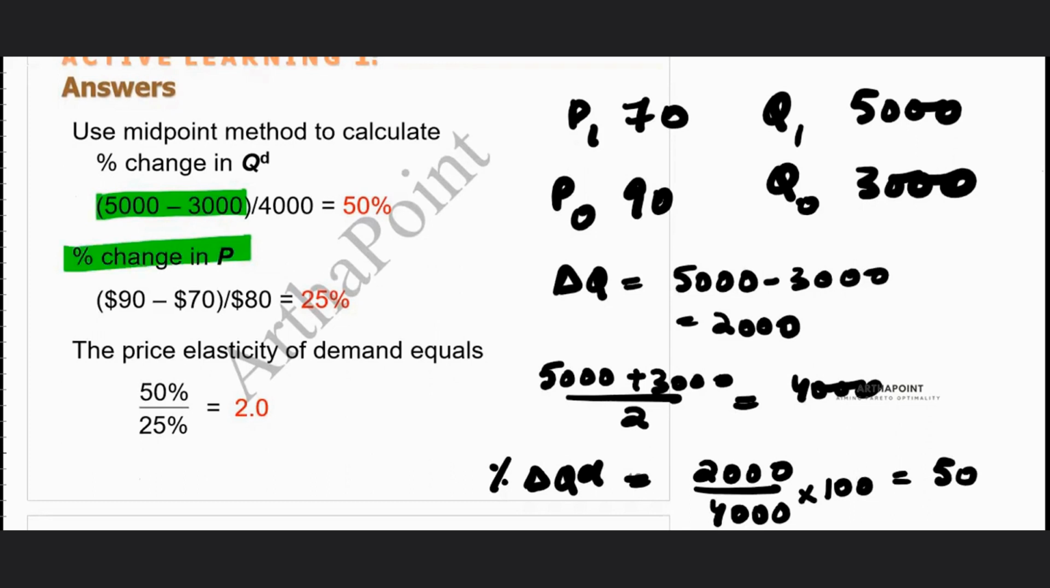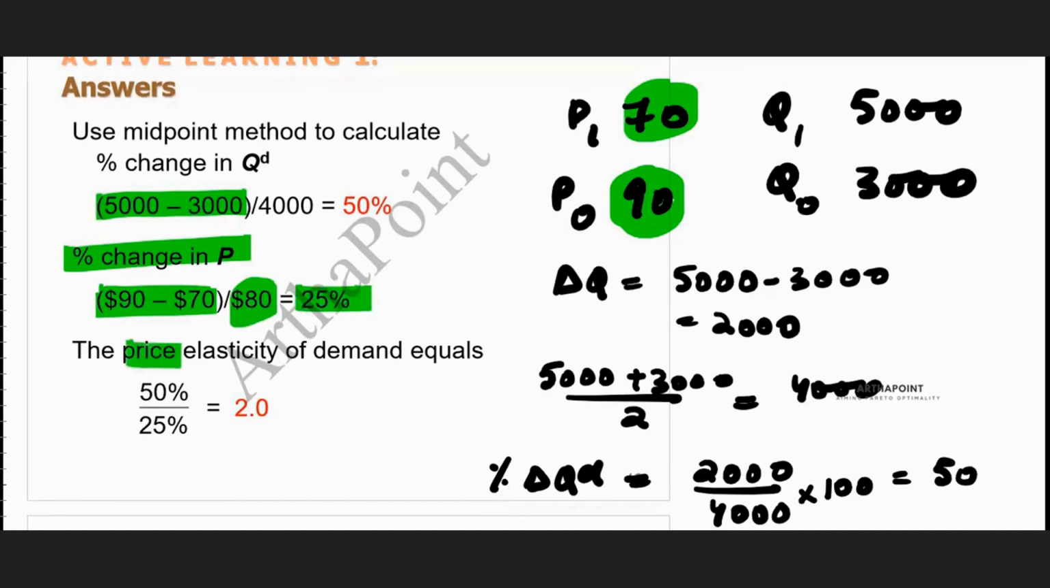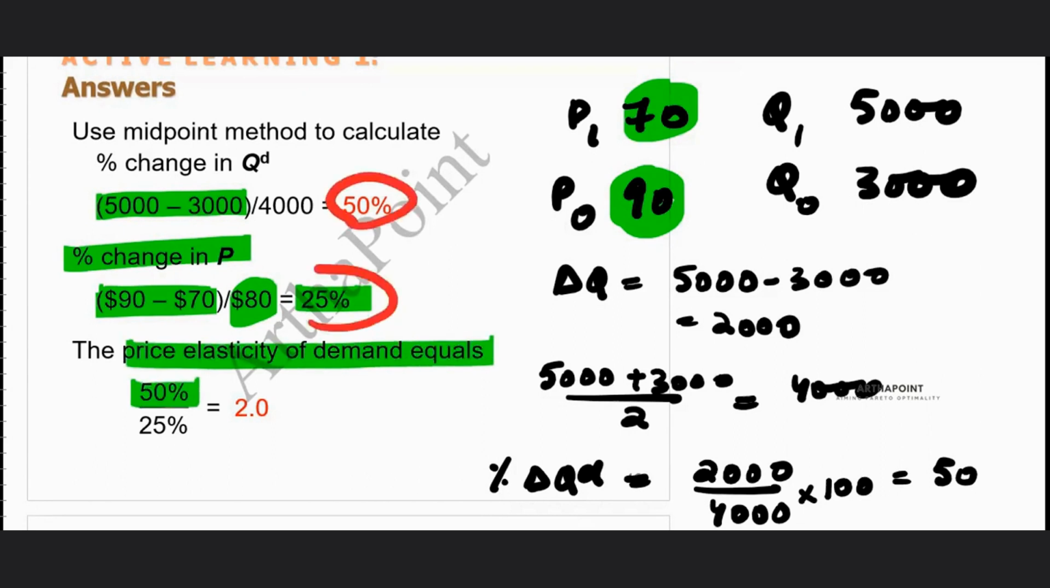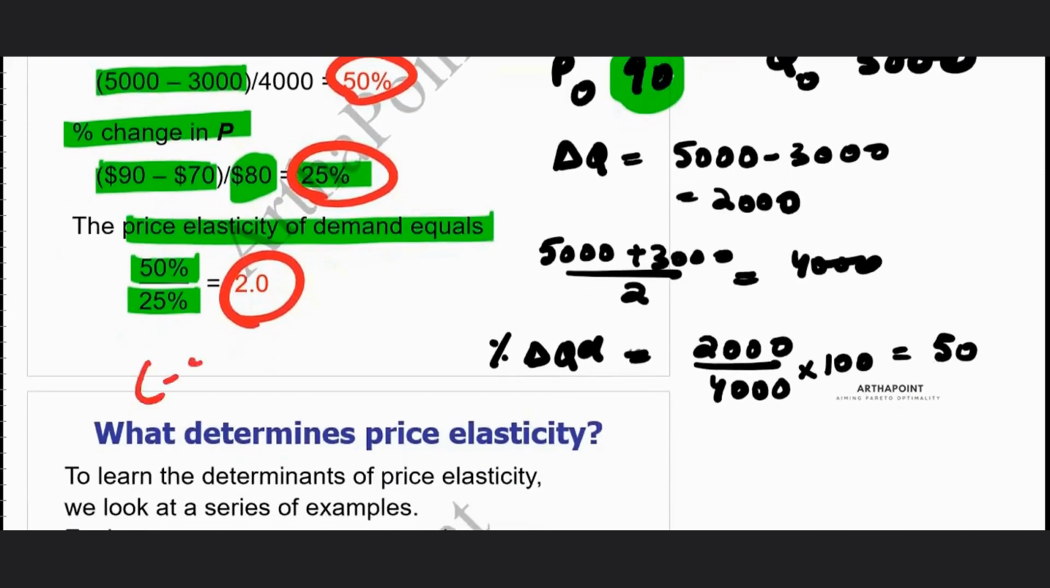Similarly, percentage change in price will be change in price, 70 minus 90. Again, this is just taken like this because they are giving the answer in absolute values, upon the average price, into 100. So it will be 25%. And then the price elasticity is simply going to be the percentage change in quantity demanded upon the percentage change in price. So that is going to give you the answer as 2. Ideally, again reminding you, you will get minus 2, but we are giving the answer in absolute value. So therefore, we are giving 2.